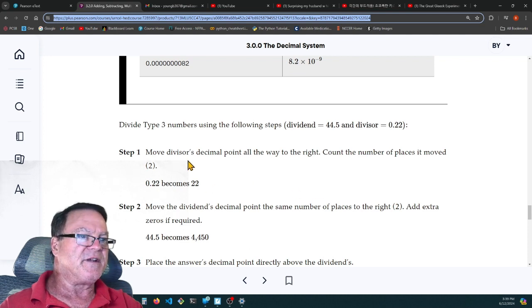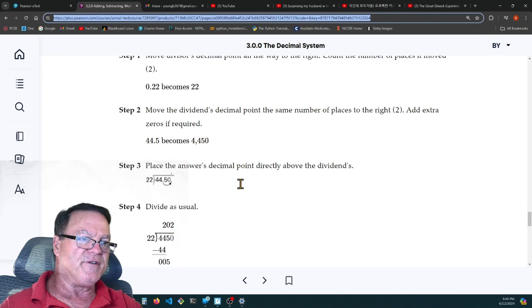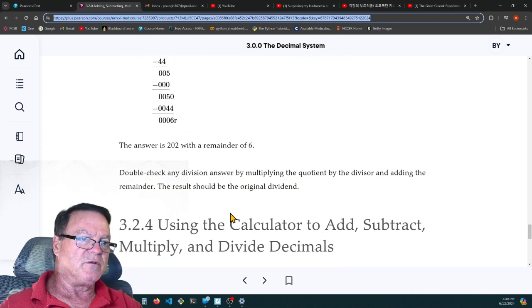ninth. Let's see here. Divide type 3 numbers using the following steps. If you have a dividend of 44.5 and a divisor of 0.22, you have to move the decimal point 2 places to the right. Move the dividend's decimal point the same number of places to the right, 2. Add extra zeros if required. So 0.22 becomes 22, and 44.5 becomes 4,450. Then you put the decimal point above the dividend's decimal point, and you divide as usual.